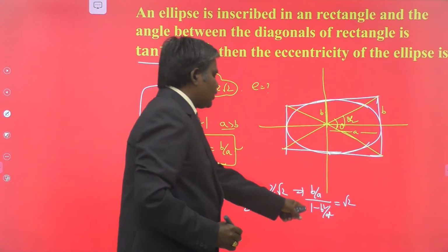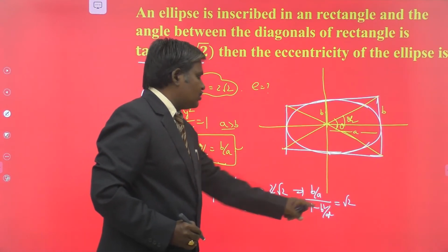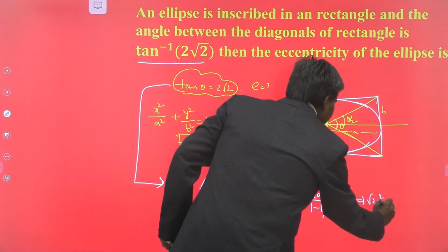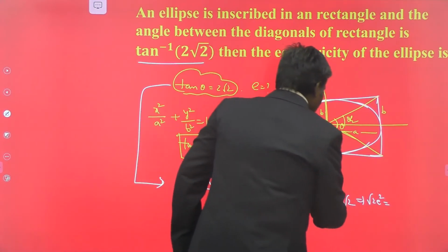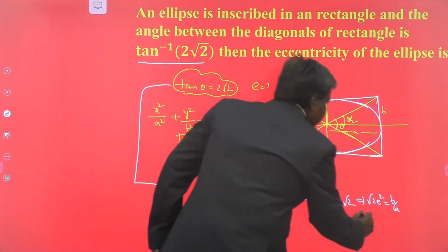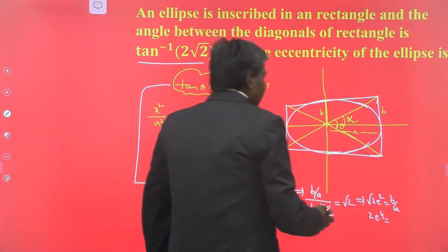My dears, what is 1 minus b square by a square? That is nothing but a square minus b square by a square. That is nothing but e square. Which implies root 2 times e square is equal to b by a. We mean 2 e power 4 is equal to b square by a square.